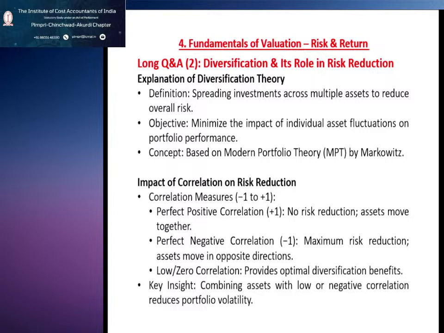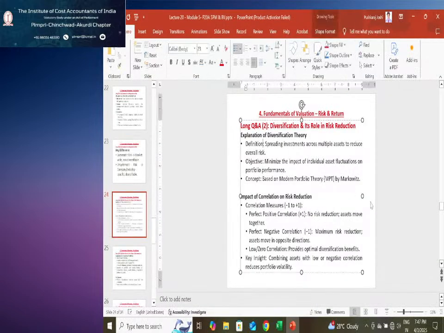So let me explain what is meant by diversification theory, which is a risk reduction strategy. Definition-wise, it's spreading investments across multiple assets to reduce the overall risk. The objective is to minimize the impact of individual asset fluctuations on portfolio performance. This diversification theory is the crux of modern portfolio theory, spreading the investments across multiple assets to reduce the overall risk of the investment amount.